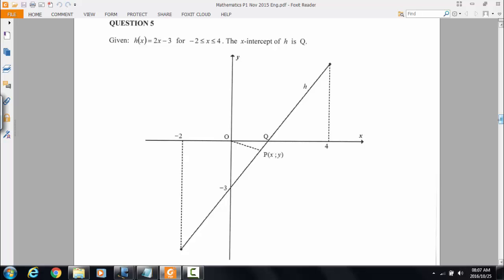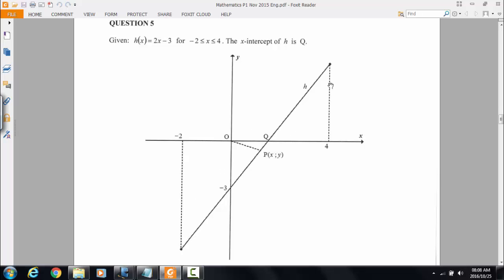Hi guys, so this video just covers question number 5 of paper 1 2015, and if you look at question number 5 you can see we've got a graphing question, and in this specific case we've got an h of x which is equal to a straight line. So we've got this straight line going over there.